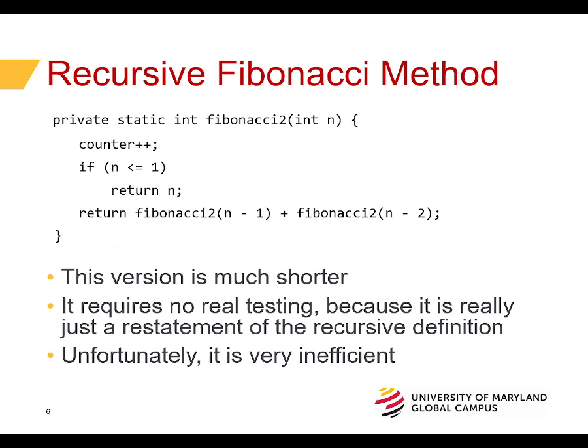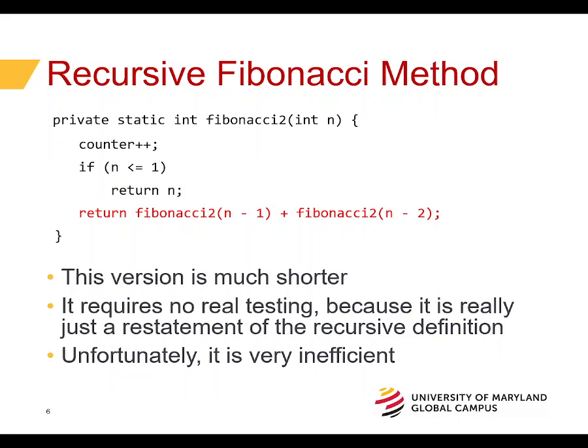Now let's look at the recursive version and make some comparisons. This if statement covers both base cases. It returns 0 when n is 0 and 1 when n is 1. It returns the sum of the 2 previous otherwise. Notice that this method is calling itself. That's what makes it recursive.